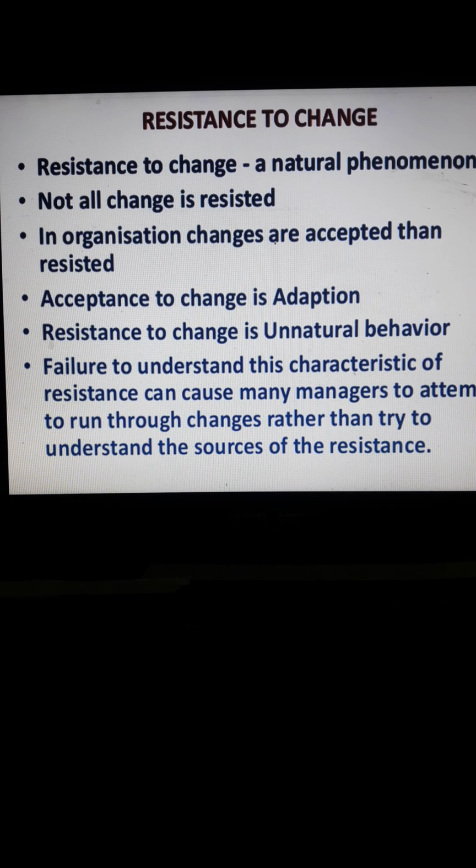Failure to understand the characteristics of resistance can cause many managers to attempt to run through changes rather than to try to understand the sources of resistance. Yes, usually ang approach ng manager is to attempt to run through changes. Usually they want changes, hindi na sila nag-try o nag-trial and error, hindi sila nag-test, basta ganun lang, kasi ang manager more on command. So manager usually, kung lack of leadership, yun ang gawin niya.